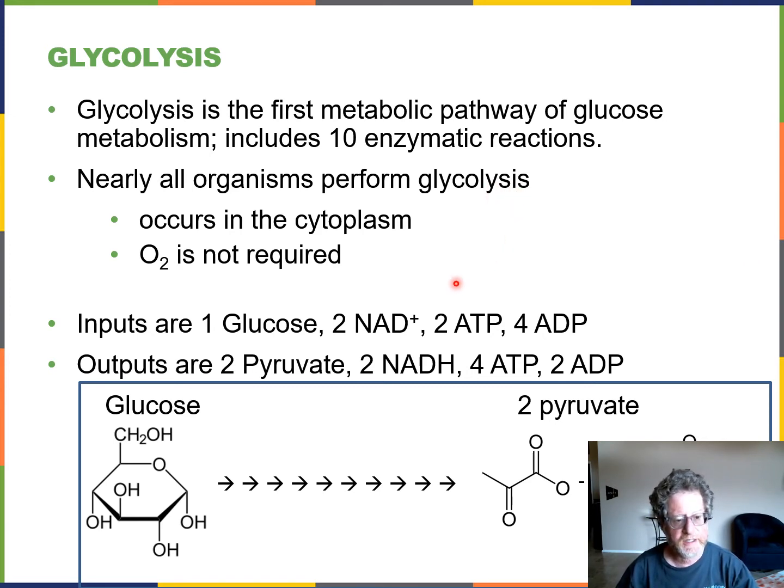It doesn't occur in the mitochondria. So things without mitochondria do glycolysis. It occurs in the cytoplasm. It occurs in the cytosol of the cytoplasm, the liquid part of the cytoplasm. Okay, so you're going to start with glucose. You're going to wind up oxidizing the glucose into 2 pyruvate, and you generate some ATP and some NADH.